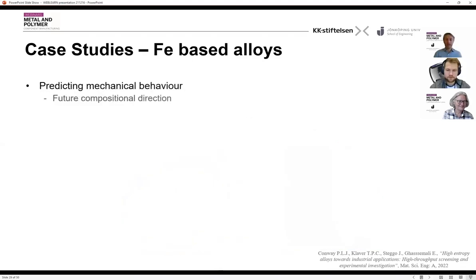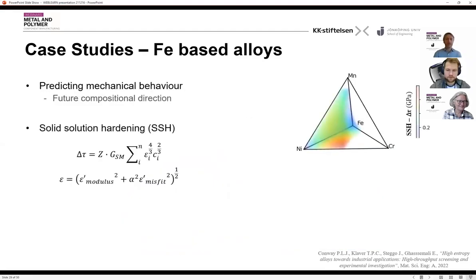So in order to take the study a little bit further, we wanted to try to predict the mechanical behavior. So we applied a solid solution hardening model, which we have adapted from a typical Labusch style solid solution model to fit high entropy alloys. That adaptation has come into the modulus and misfit parameters. You can see more about that in that paper, or I can describe a bit more about that in the panel discussion afterwards, to try to identify the direction you want to move for future alloys.